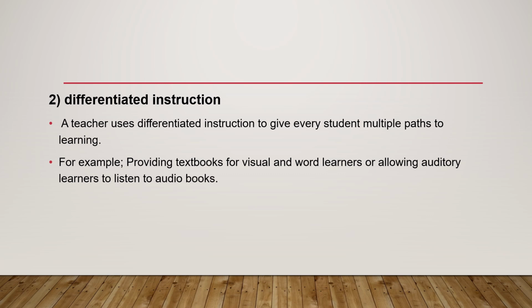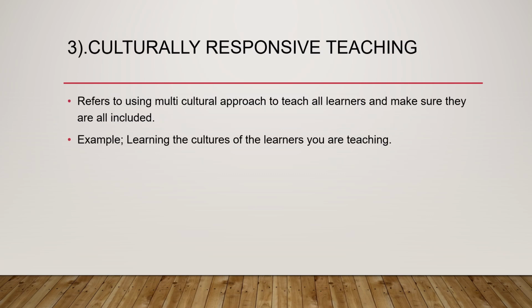The second one is differentiated instruction. Differentiated instruction is when teachers use different instructions to give every learner multiple paths of learning. For example, a teacher provides textbooks for visual and word learners or allows auditory learners to listen to audiobooks. The third one is culturally responsive teaching, which refers to using cultural approaches to teach all learners and make sure they are all included.